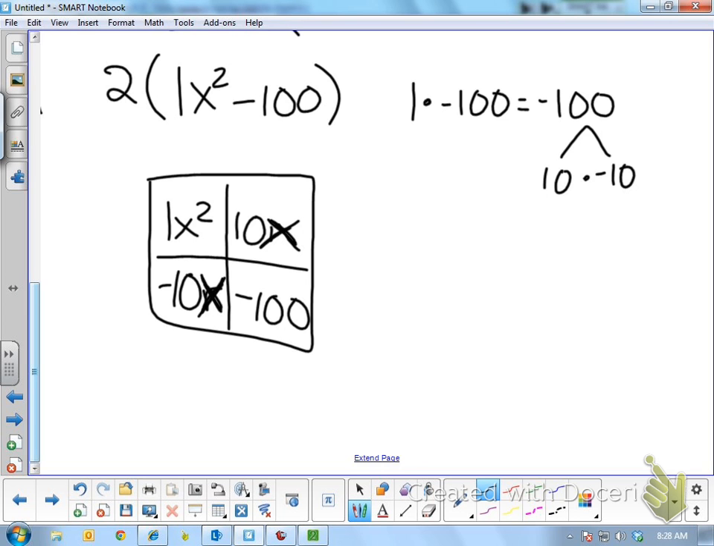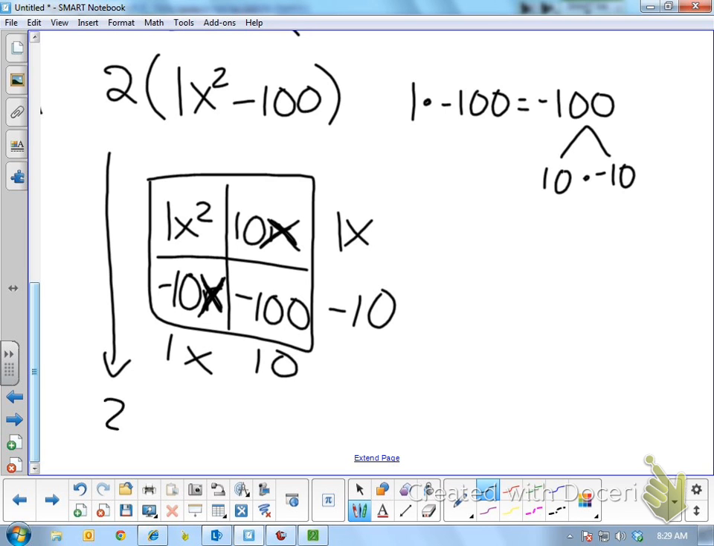And then we greatest common factor. What divides into both 1 and 10? 1. They both have an X, so we use an X. What divides into negative 10 and negative 100? First one is negative. Then we go down, we get 1x again, positive 10 on the other side. So now we write our final answer, 2 out front, 1x plus 10, 1x minus 10.